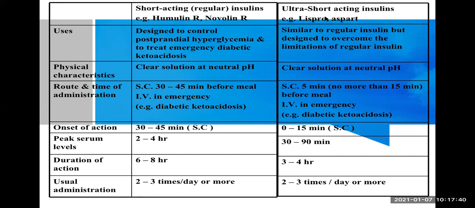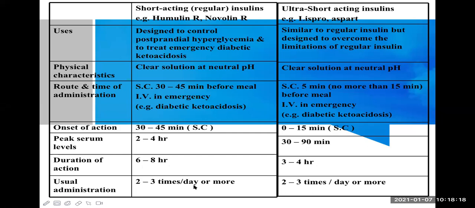Now, how much is the time difference in the effect of these insulins? See this. The onset of action in regular insulin is 30 to 45 minutes if we give it subcutaneously. Regarding the ultra-short-acting, it is 0 to 15 minutes. It can act so quickly that up to 15 minutes, there is already the effect of insulin. That's why it is known as ultra-short-acting. Peak serum level, 2 to 4 hours for regular, and 30 to 90 minutes for ultra-short-acting. Duration of action, it lasts around 6 to 8 hours, and it just lasts 3 to 4 hours.